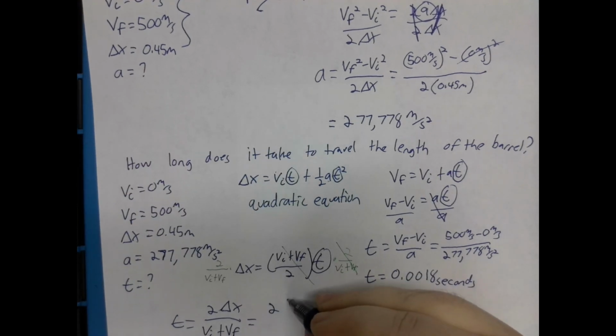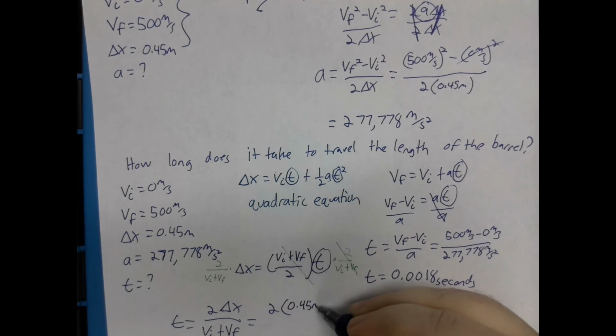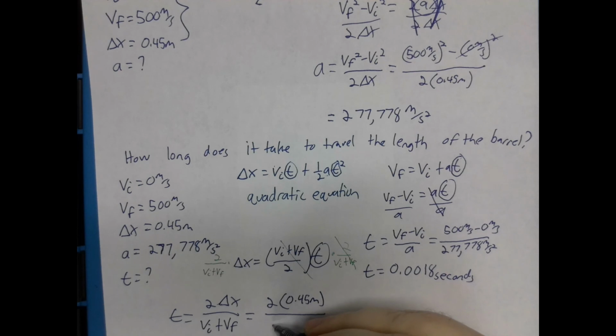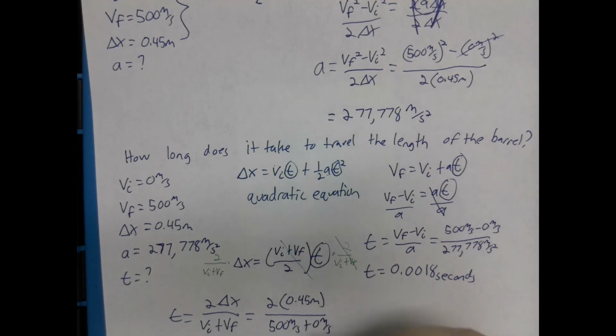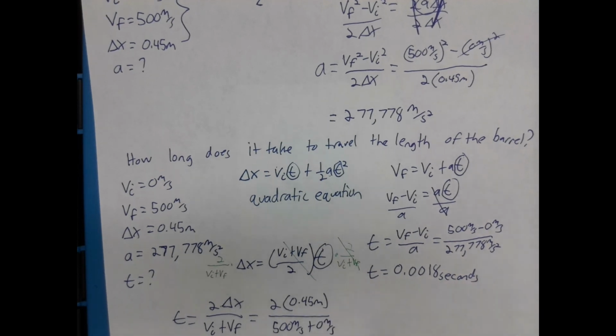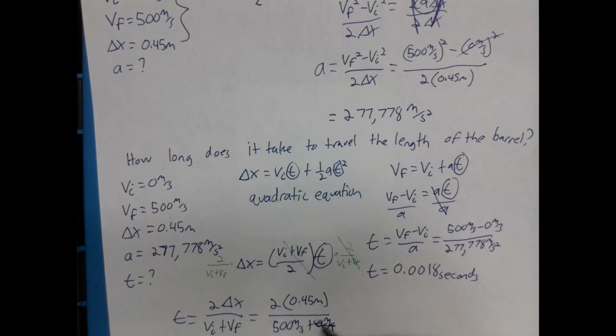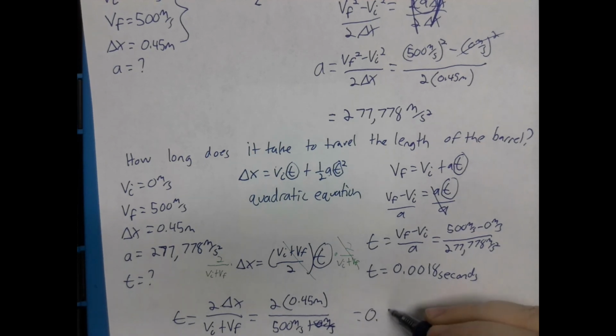So 2 times 0.45 meters divided by 500 meters per second plus 0. I've written it backwards. Anyway, the 0 cancels out. Vf plus 0 is just 500. And if you work this out, you also see it's equal to 0.0018 seconds.